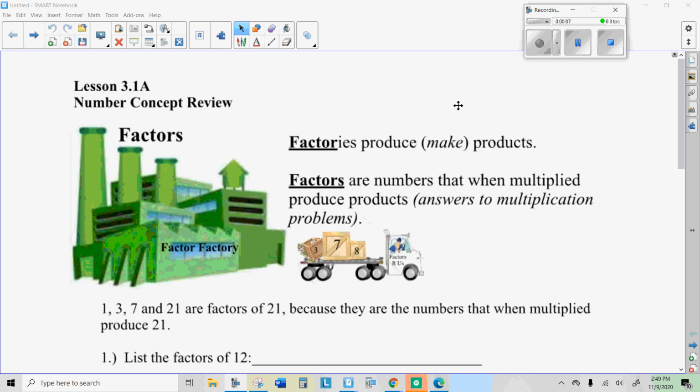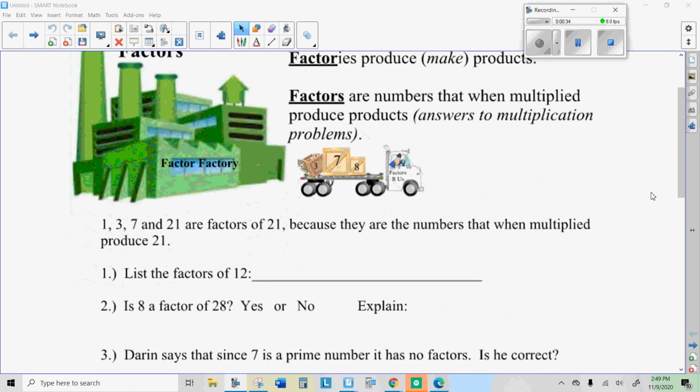Mr. Hermanson again. Today we're going to start Chapter 3. The first thing we're going to do is a number concept review. There's going to be a lot of definitions here and just understanding things like the difference between factors and multiples, the difference between prime numbers and composite numbers, things like that. So you'll just have to pay attention, do some work on it.